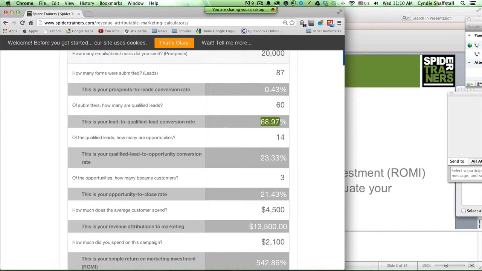So this percentage now represents our lead to qualified leads. So how many were leads and then they became qualified leads? Sales says it was 68.97%. Okay, so of the qualified leads, how many turned into a real opportunity where you saw that this customer or this lead had the potential to represent revenue for our company?